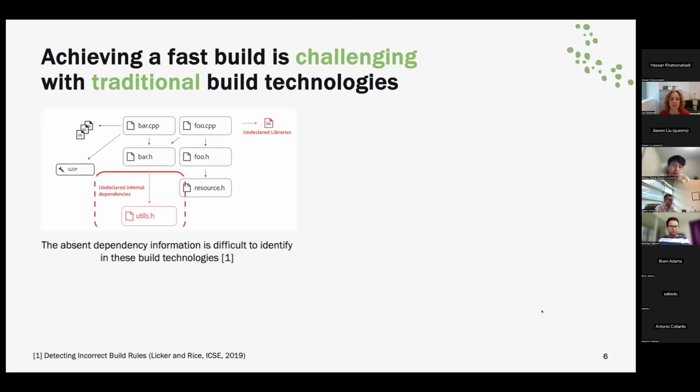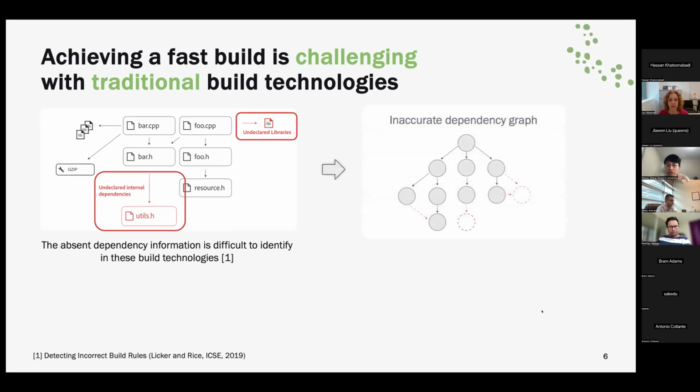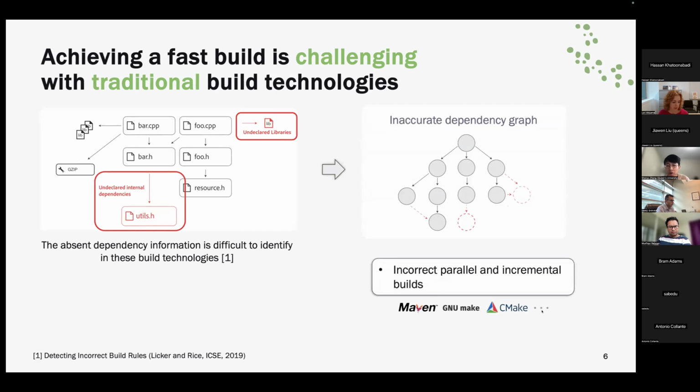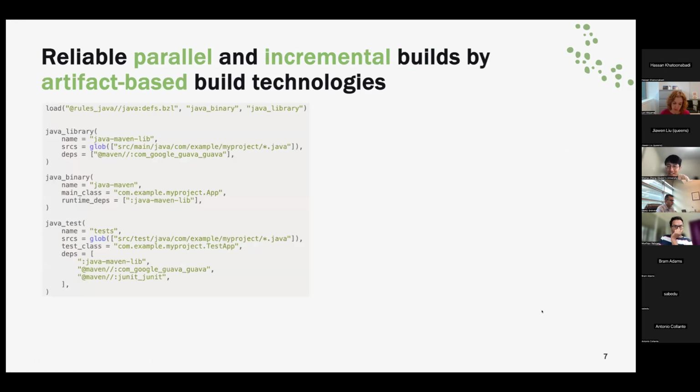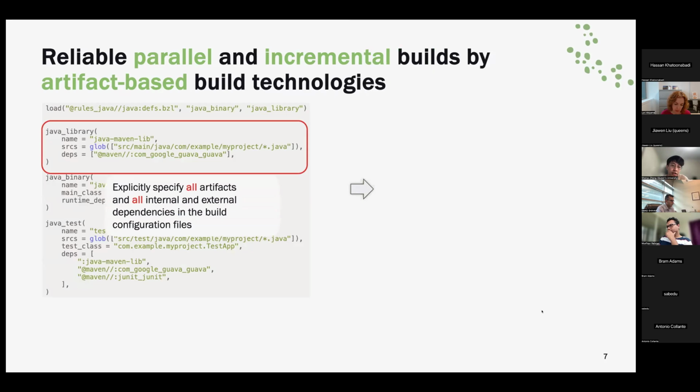One of the major reasons is that absent dependency information is difficult to identify in these build technologies. Often these undeclared libraries and internal dependencies lead to an inaccurate dependency graph, therefore inaccurate parallel and incremental builds. Now we start to introduce artifact-based build technologies. In recent years, a new family of build technologies has emerged, which is artifact-based build technology. It requires developers to explicitly specify all artifacts and all their internal and external dependencies in the build configuration files. Since all dependencies have to be specified, it can generate an accurate dependency graph, therefore provide reliable parallel and incremental builds.